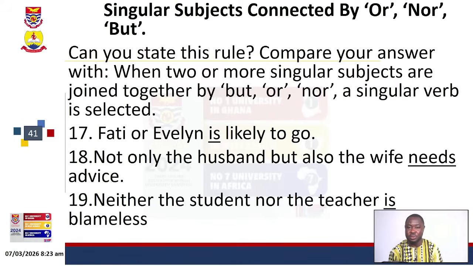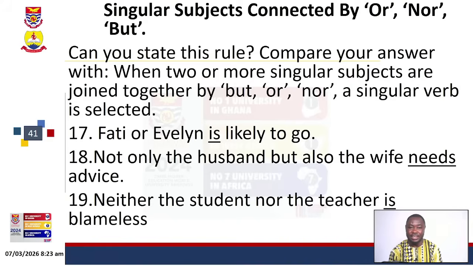Why do we choose needs? We choose needs because the rule is saying that when two or more singular subjects are joined together by but or nor, the singular verb is chosen or selected. Here, not only the husband, but also the wife. That is the rule. So the verb that comes after the wife must be singular.